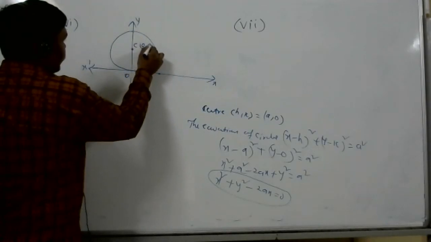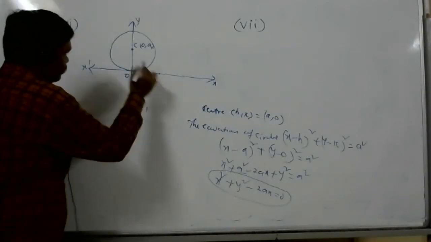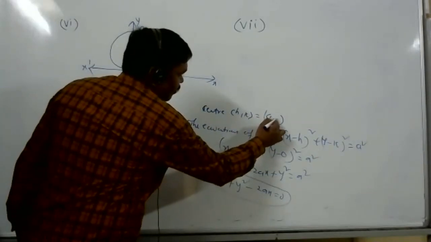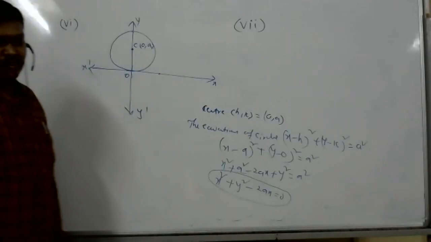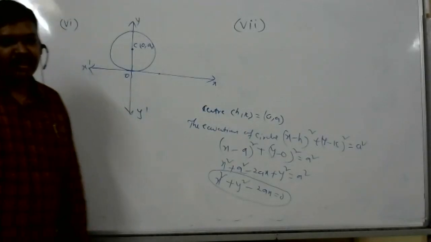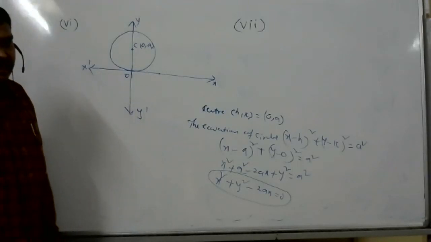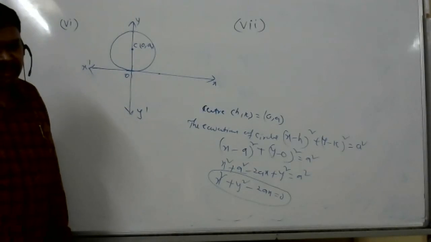Center 0 comma a. Sir, can you repeat the seventh case? Seventh one: when the circle passes through the origin and the center lies on y-axis. So the y-axis acts as a diameter of the circle here. Yes.